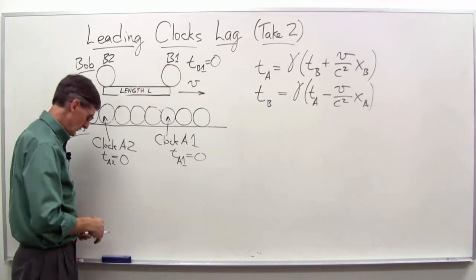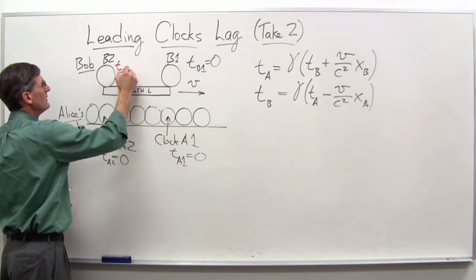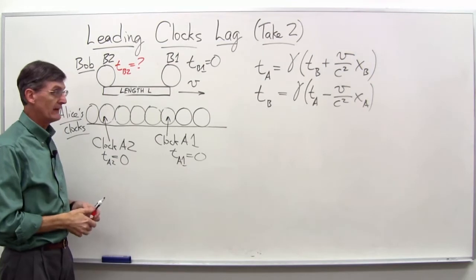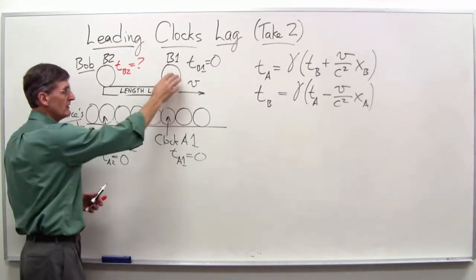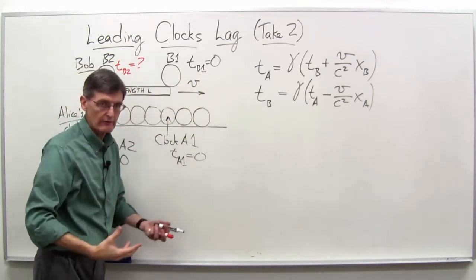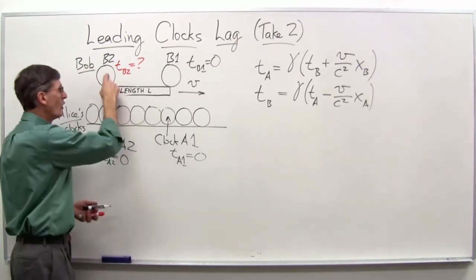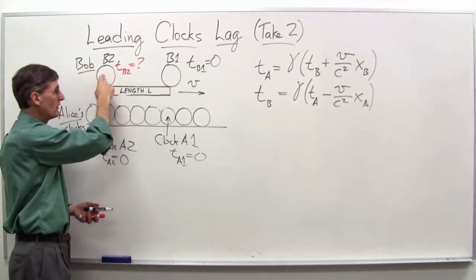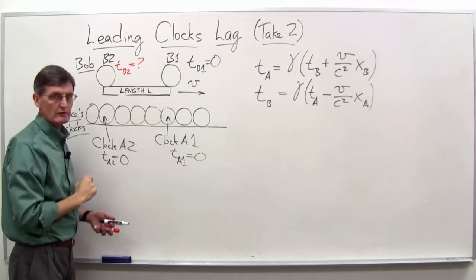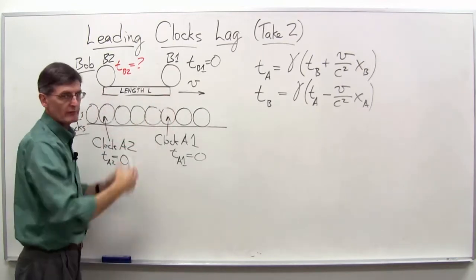The key question then is, what does T sub B2 equal? That's what we'd like to find out. Ideally, we'd like to see that if this is T sub B1 equals 0, and given the other derivation that leading clocks lag by an amount dv over c squared, we're hoping to get that dv over c squared factor for this trailing clock, or Lv over c squared, since we're talking about a length L between them, or distance d if we want to call it a distance.